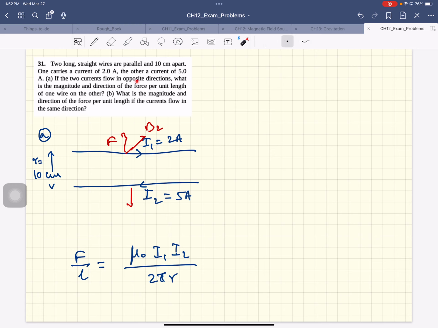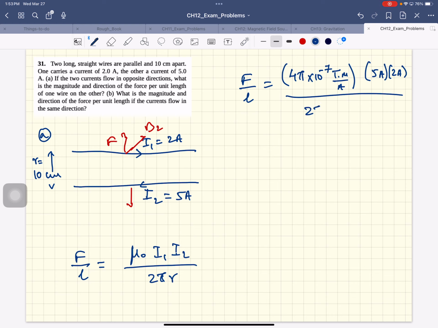So what is the magnitude and direction? Here is the magnitude. If the currents flow in the same direction, that would be an attractive force. So force per unit length is mu naught, 4 pi times 10 to the minus 7 Tesla meter per amp, times I1 I2, 5 amps times 2 amps, divided by 2 pi times the distance, 10 centimeters, 0.1 meters.